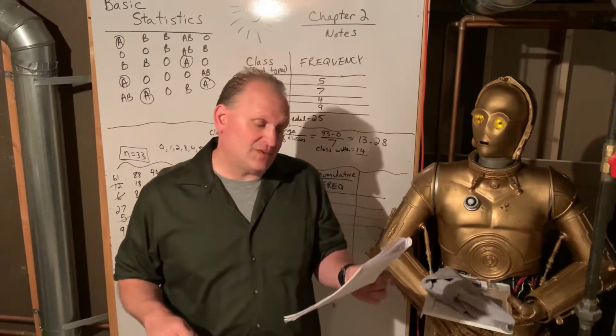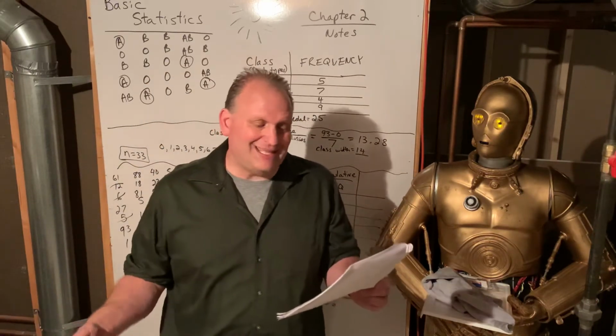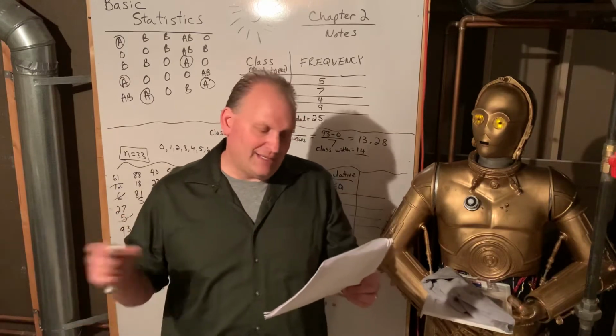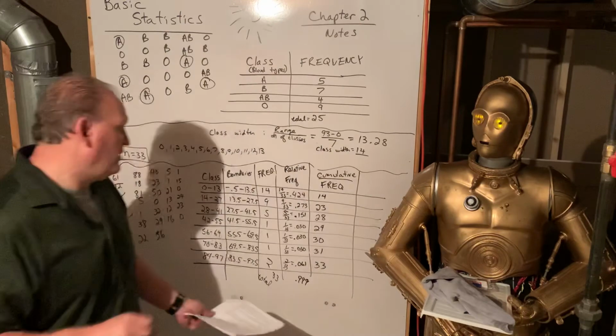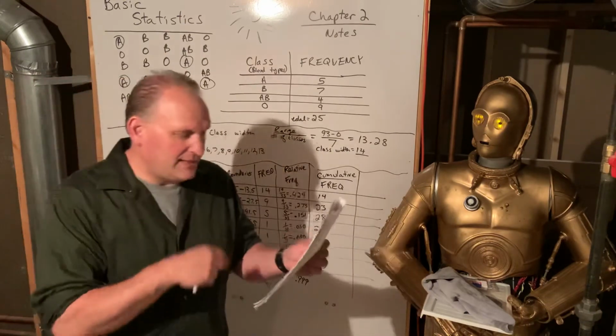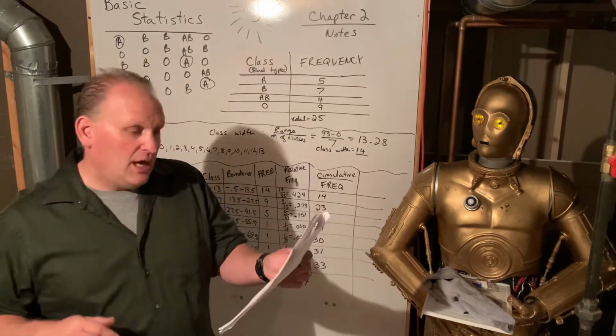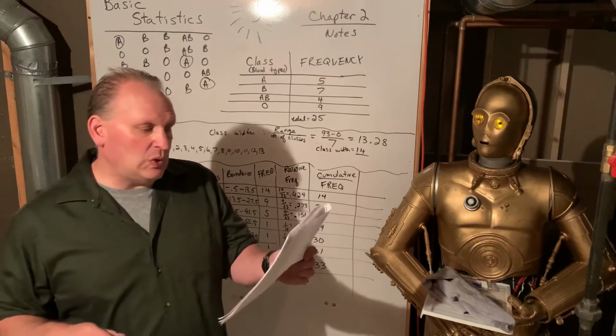It's preferable to have class widths be an odd number. It's nice, but that's not a requirement. Odd numbers make it better for finding the midpoints. We didn't find the midpoint here. We'll do that later in the notes. Classes must be mutually exclusive, so no overlap.